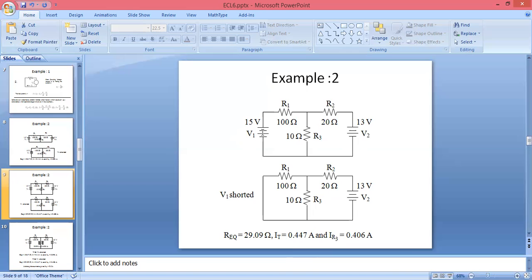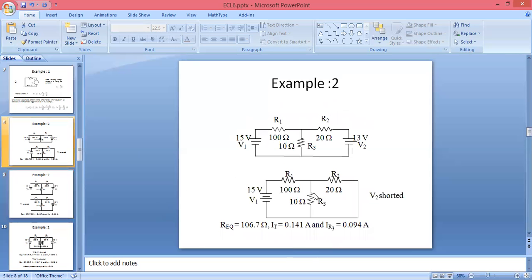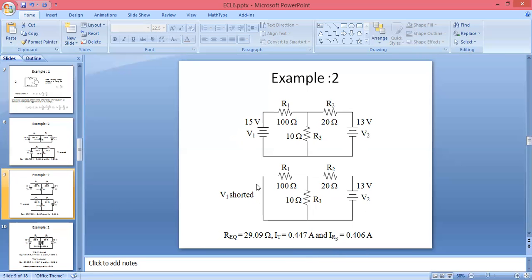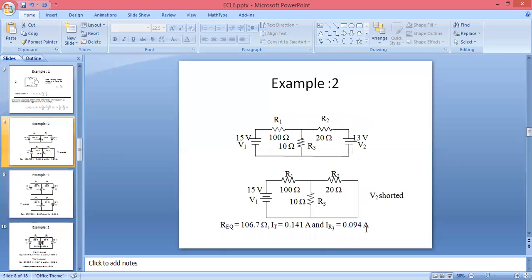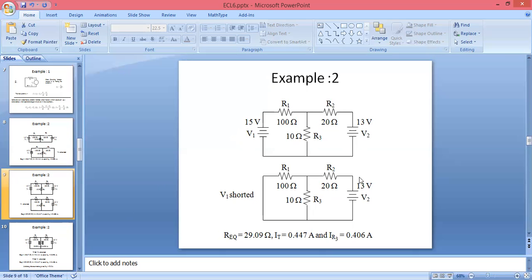You are getting the value of current which is flowing through V1 also. Then you can calculate the value of IR, and that value will be, for V1 you will get the value as 0.094 ampere, and if you solve for the V2 you will get this value as 0.406 ampere. Then what we will do here?